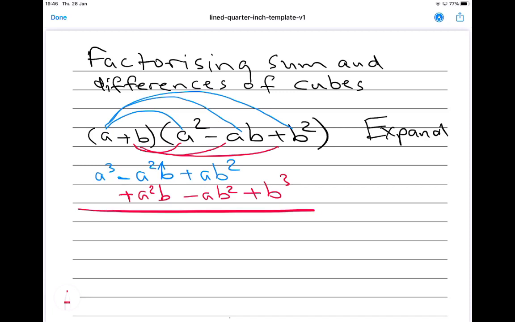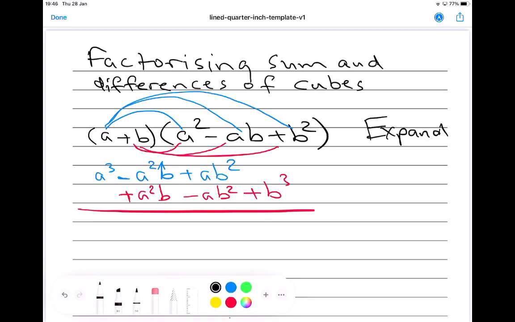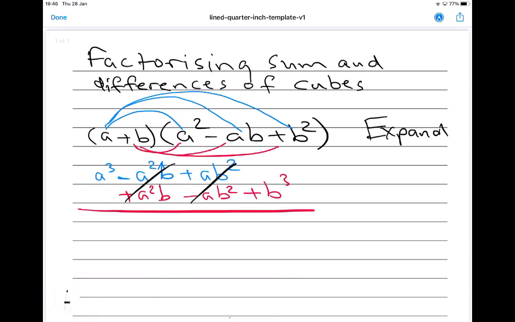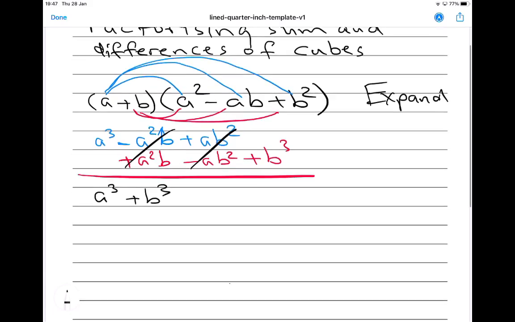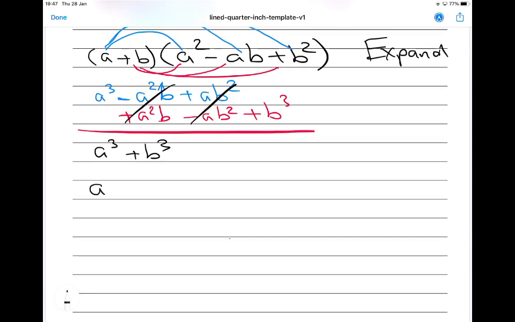So if you take this now and add them up, obviously this will give you a 0, those will give you a 0. So you will end up with a cubed plus b cubed. Right, so that is the answer. What this means is it tells us that a cubed plus b cubed is actually the same thing as a plus b multiplied by a squared minus ab plus b squared.